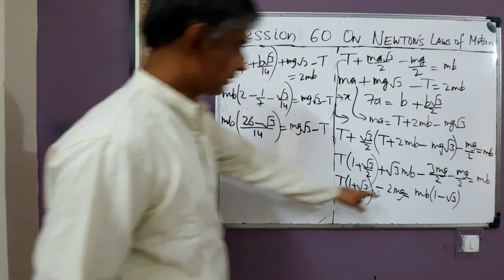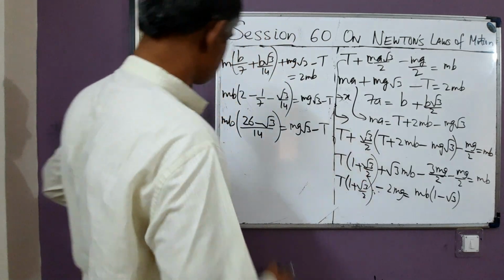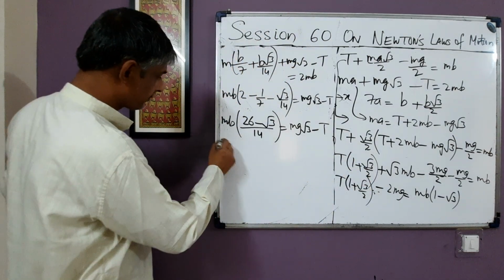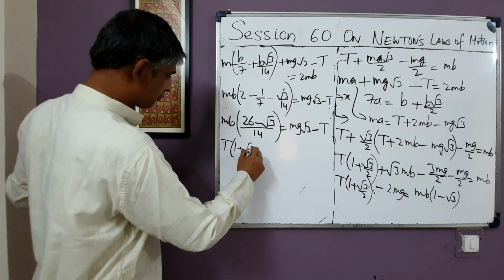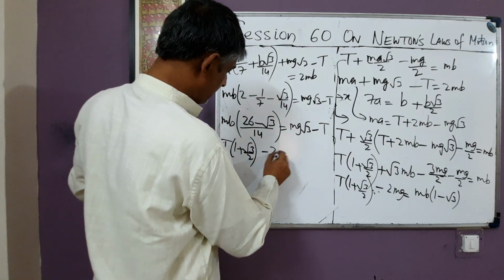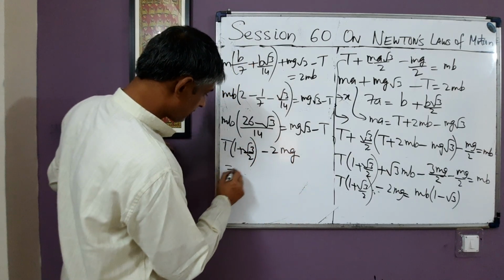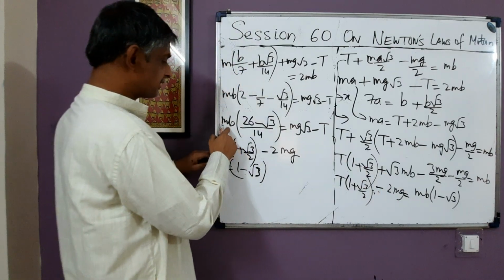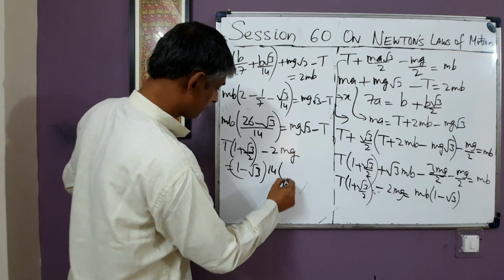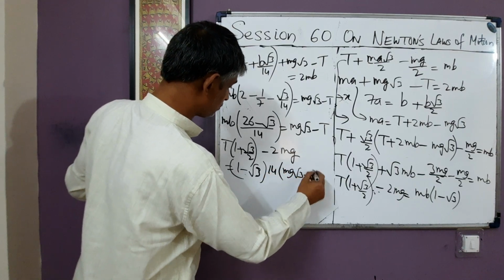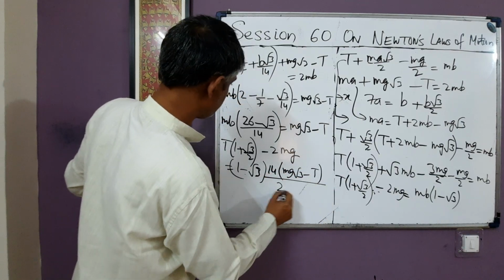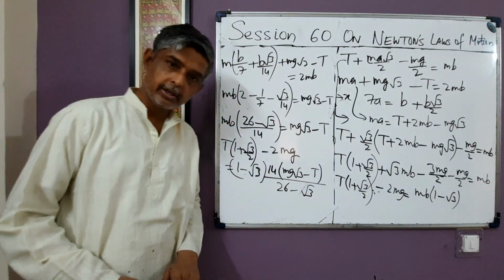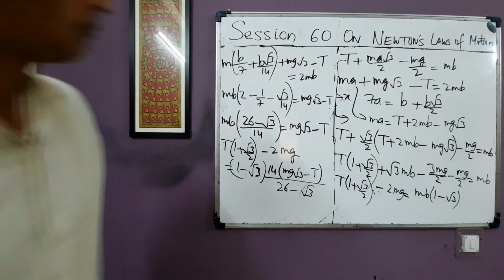Okay? And this equation now, from mb we will eliminate from these two equations. mb, I put this mb in this equation. Okay? So T into 1 plus root 3 by 2 minus 2 mg is equal to 1 minus root 3 into mb. mb I substitute this here: 14 into mg root 3 minus T by 26 minus root 3. So this is the required value of T. Okay, fine.